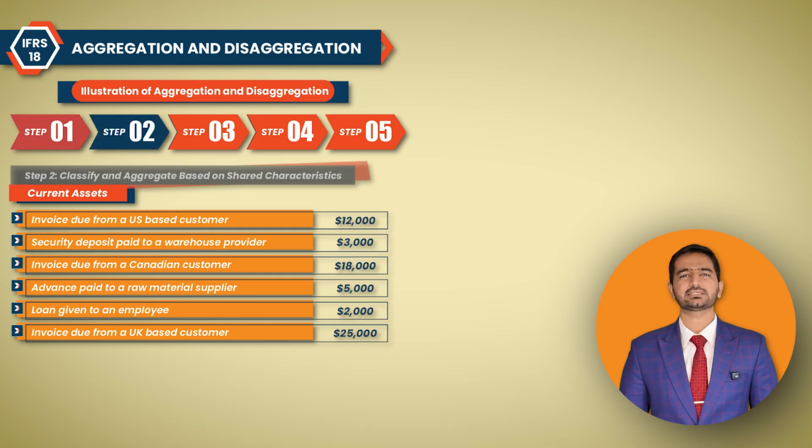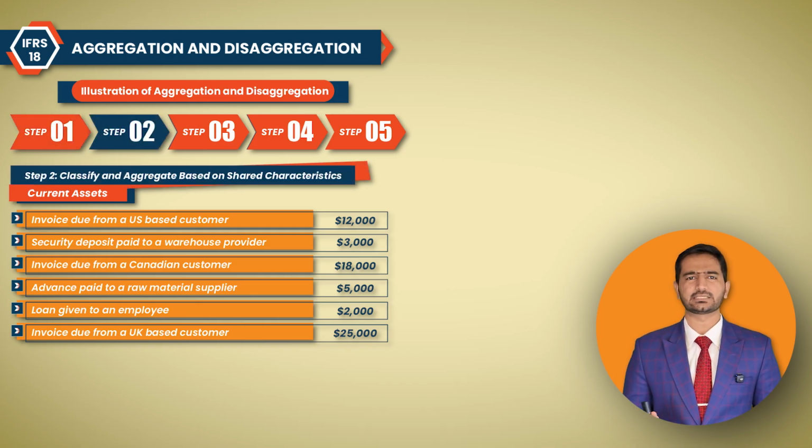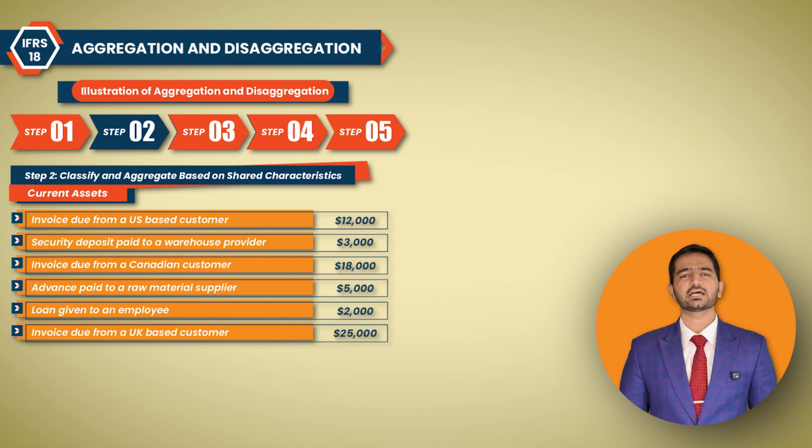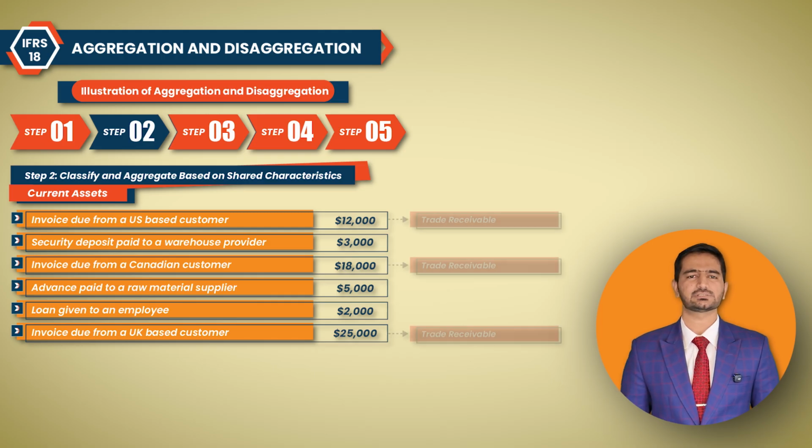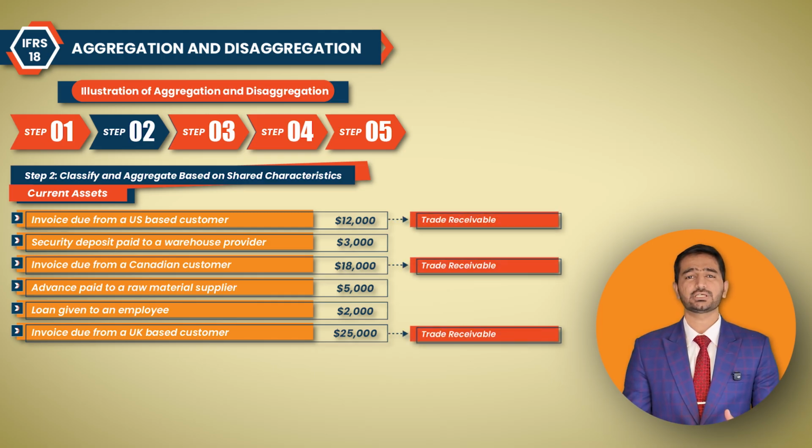Now let's find shared characteristics among these items so we can aggregate them meaningfully. So first, let's spot what goes together. The three customer invoices from the US based customer, Canadian customer, and UK based customer are receivables from customers. They all arise from sales. They are trade receivables. So, yes, they share the same nature and function. So, we can aggregate these items as trade receivables of $55,000.